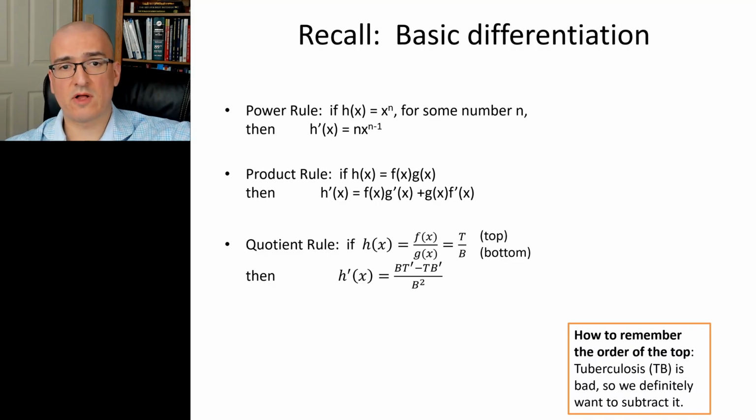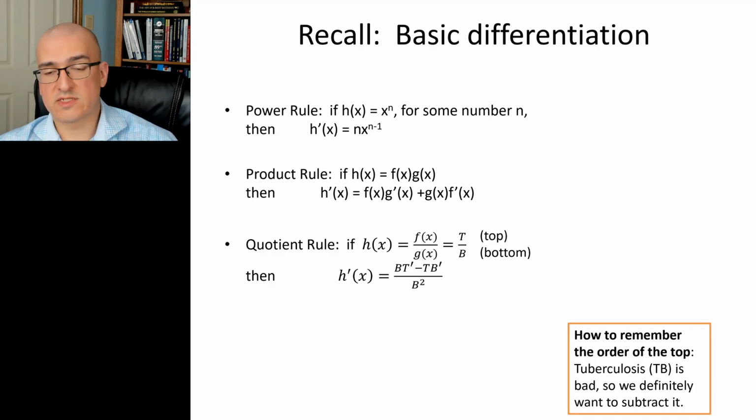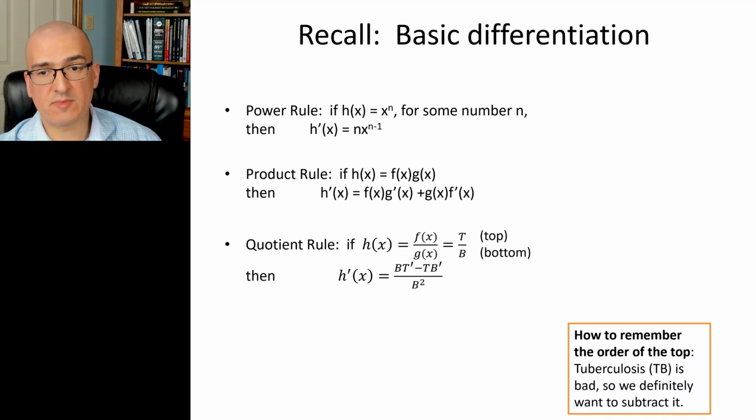So whatever's on top, call it t. Whatever's on the bottom, call it b. Then the derivative of t over b is going to be b t prime minus t b prime, over b squared.